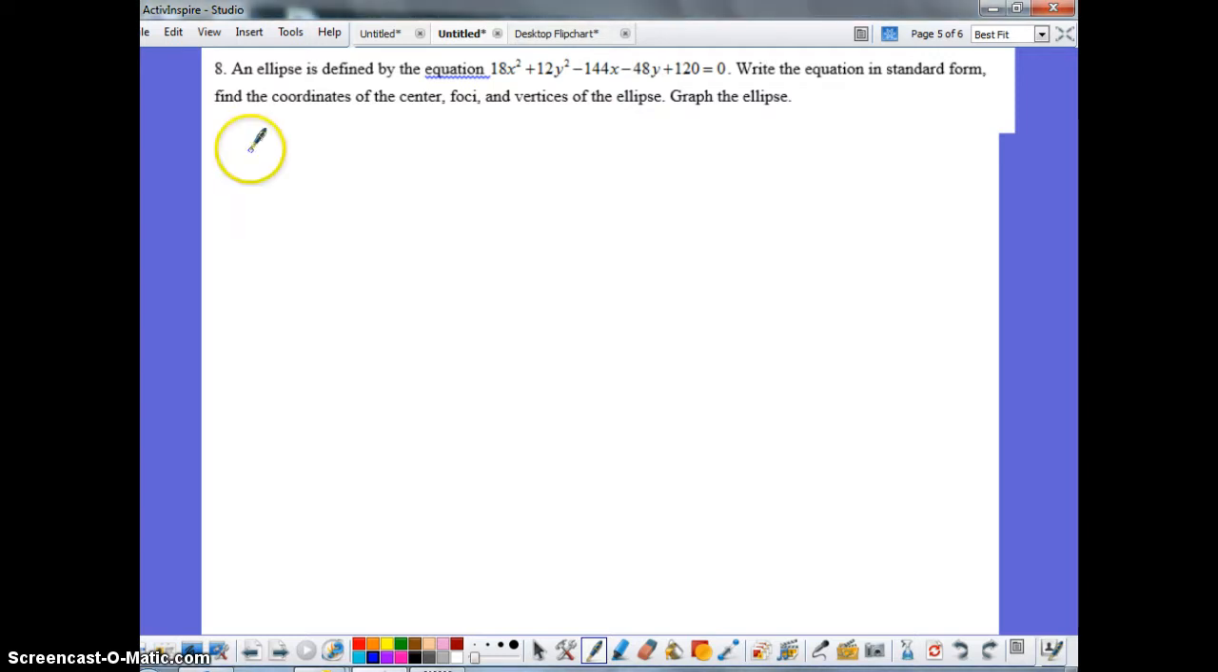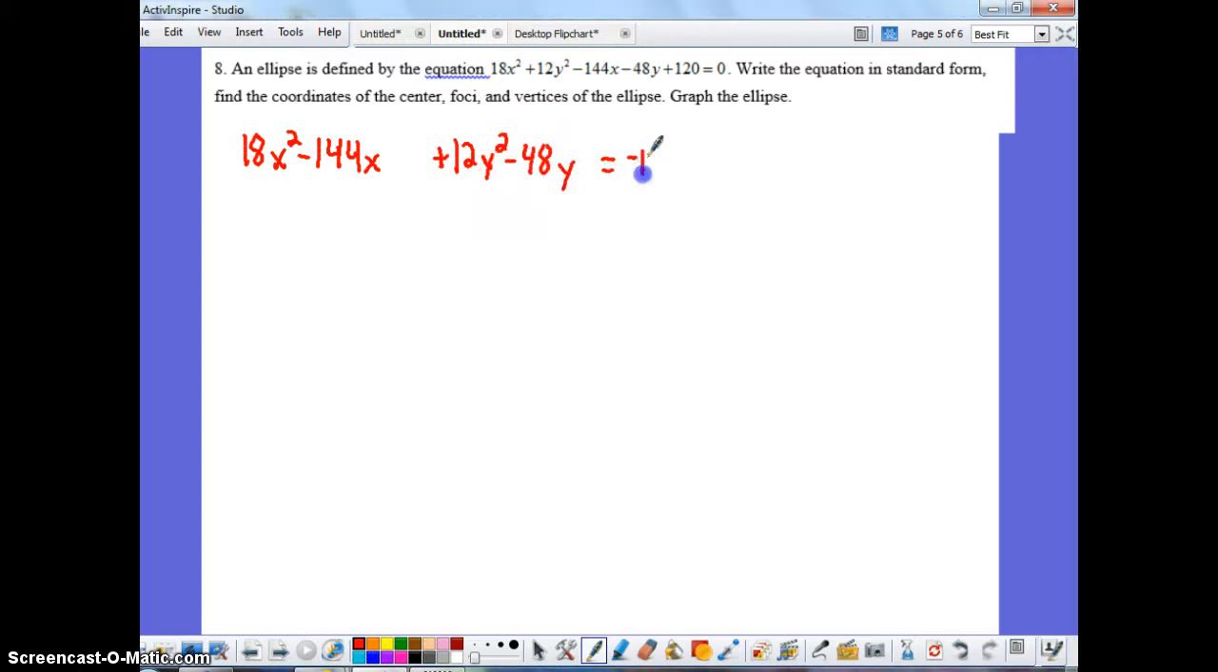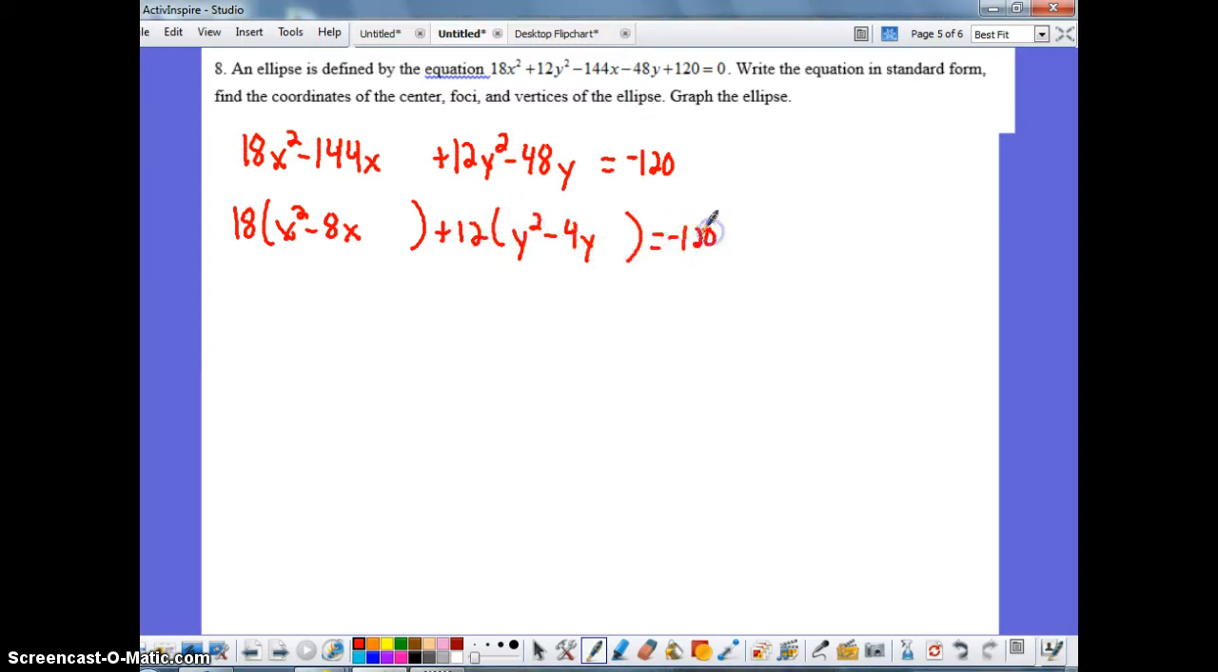Alright, so when I do this, I'm going to first write it as 18. I'm just going to change my colors here, just so I'm consistent with how I did it in school. So this is going to be 18x squared minus 144x, I'm going to leave a space, plus 12y squared minus 48y is equal to negative 120. So the first thing I need to do is get rid of this 12 in front of that y squared and the 18 in front of the x squared, so I can do the completing the square. Take out the 18, you get x squared minus 8x, leave again the space, plus 12 times y squared minus 4y, again leave that space, equals negative 120.